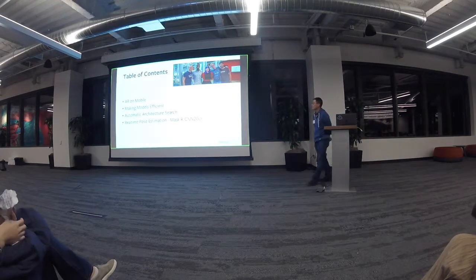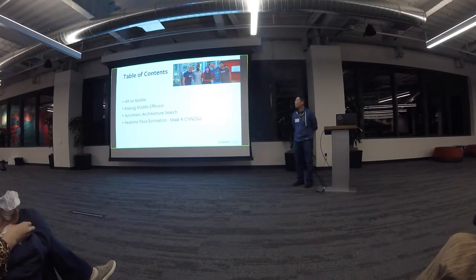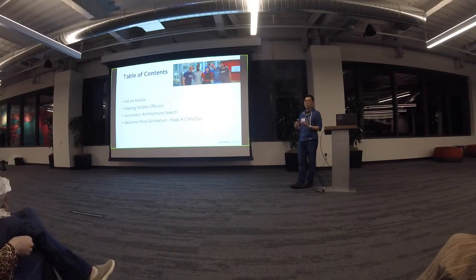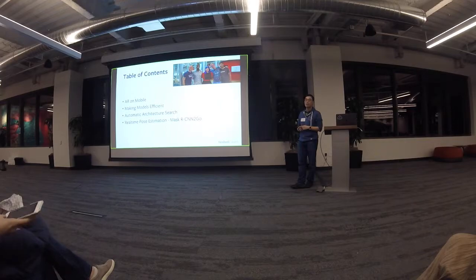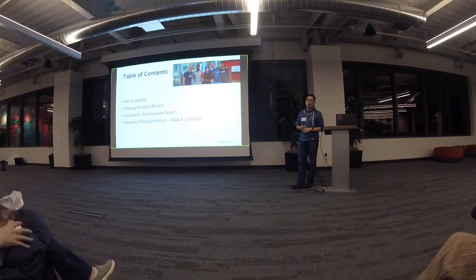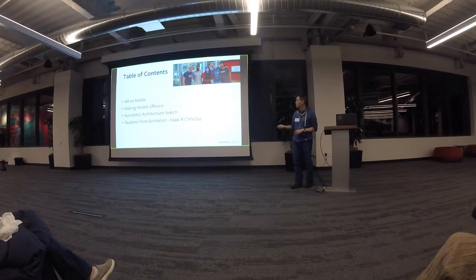Today we'll talk about a few different topics. I'll show a few examples of AR on mobile devices. Then, since we're running things on the mobile devices, we need to make models that can run efficiently. How do we do that? We try to make them efficient. Another way to do this is automatic search. And finally, if we have time, I'll show the open source version of Mask R-CNN2Go and talk about how we made it fast.